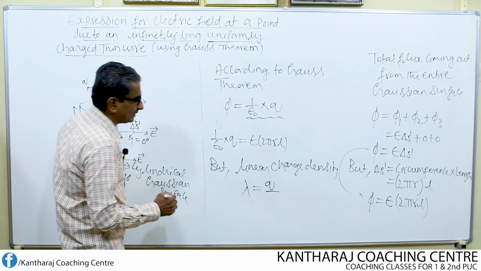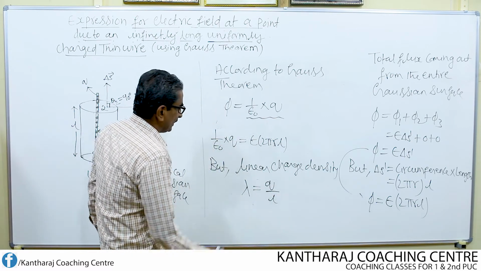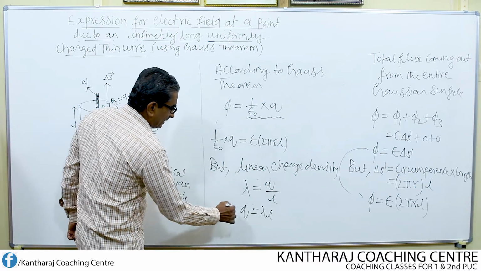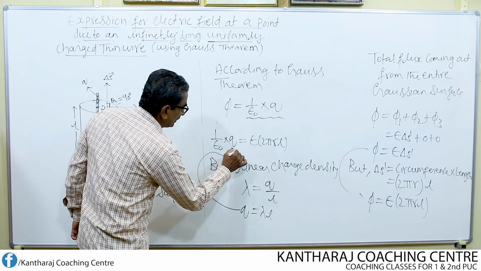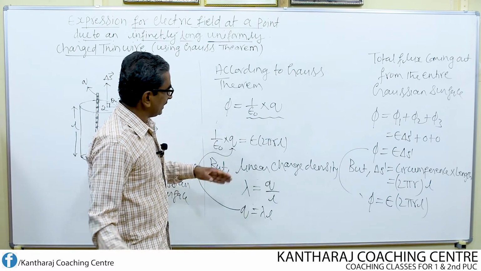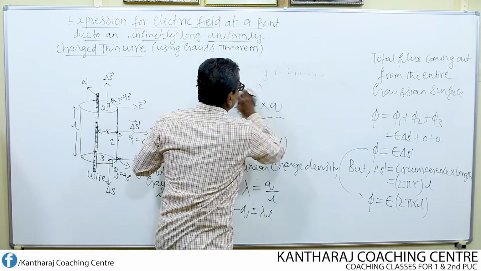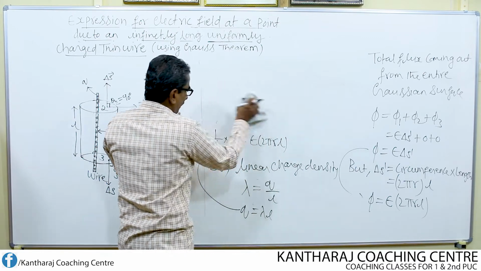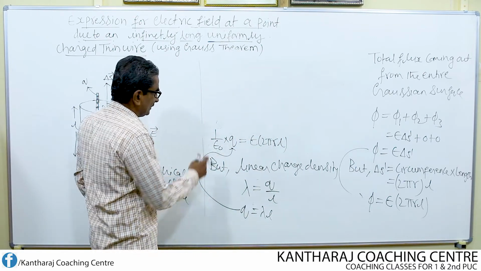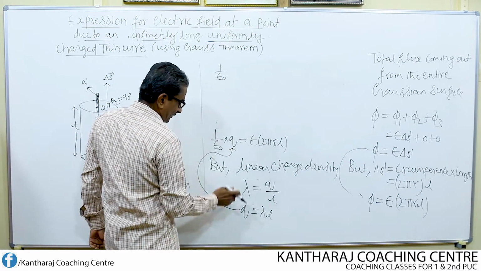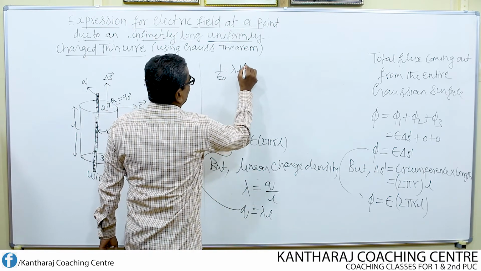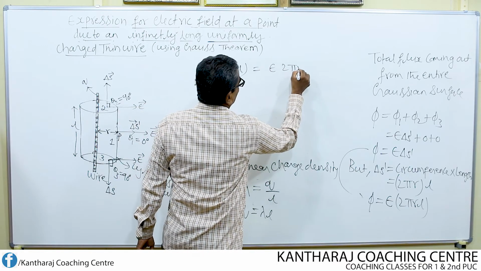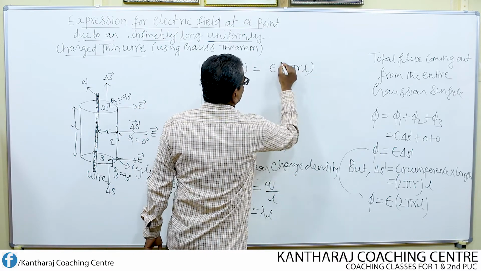What is the length of the cylinder? L. So if I cross multiply, then I get Q equal to lambda into L. Now I make the substitution of Q here. Then what do I get? If I make the substitution of Q here, then we get 1 over epsilon naught Q, where Q is equal to lambda into L. Then on this side we have E into 2 pi R into L.